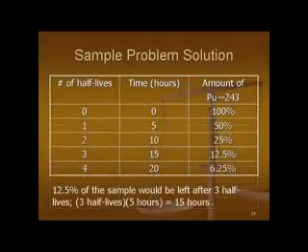So, looking at our table, we can determine that 12.5% of the sample would be left after 3 half-lives. The 3 half-lives times 5 hours would give us 15 hours total in order to get to that 12.5%. How'd you do?